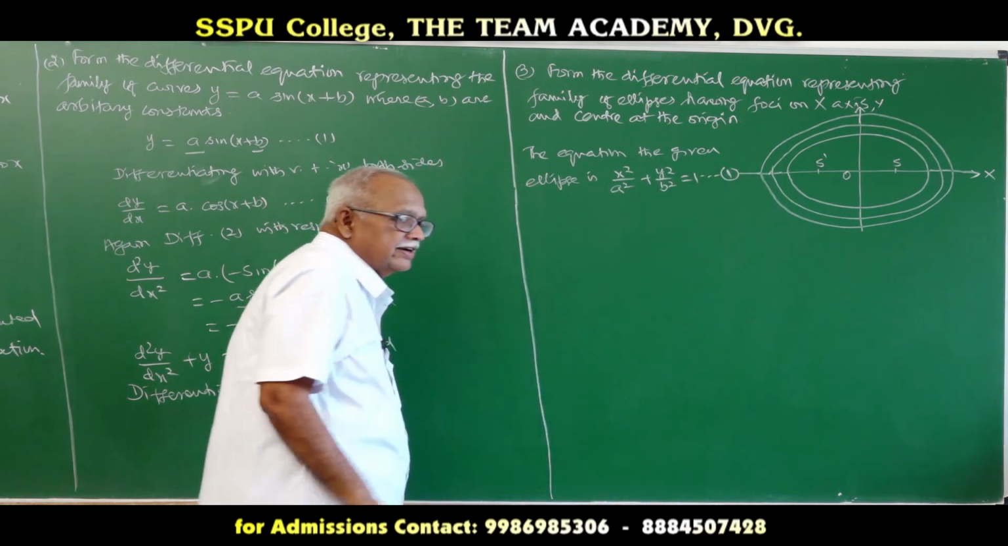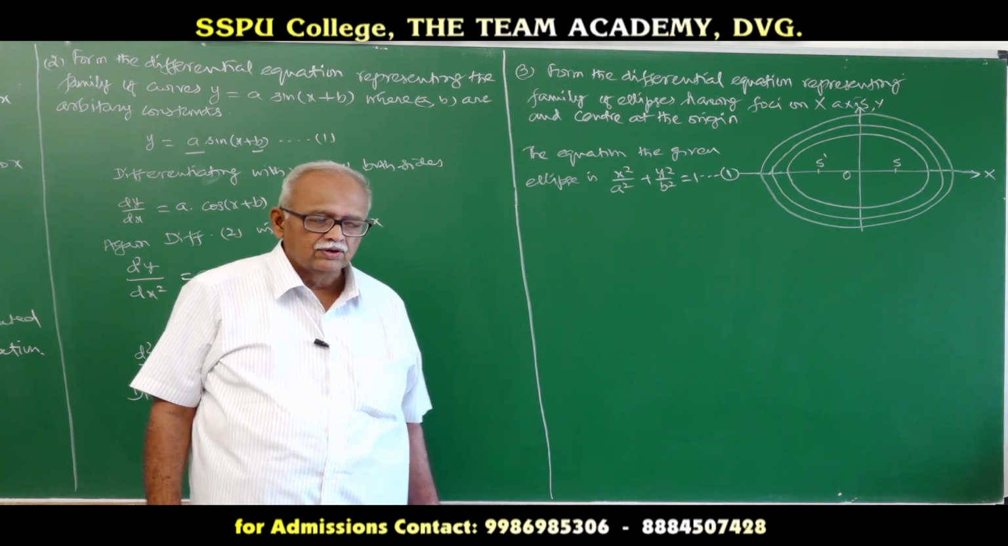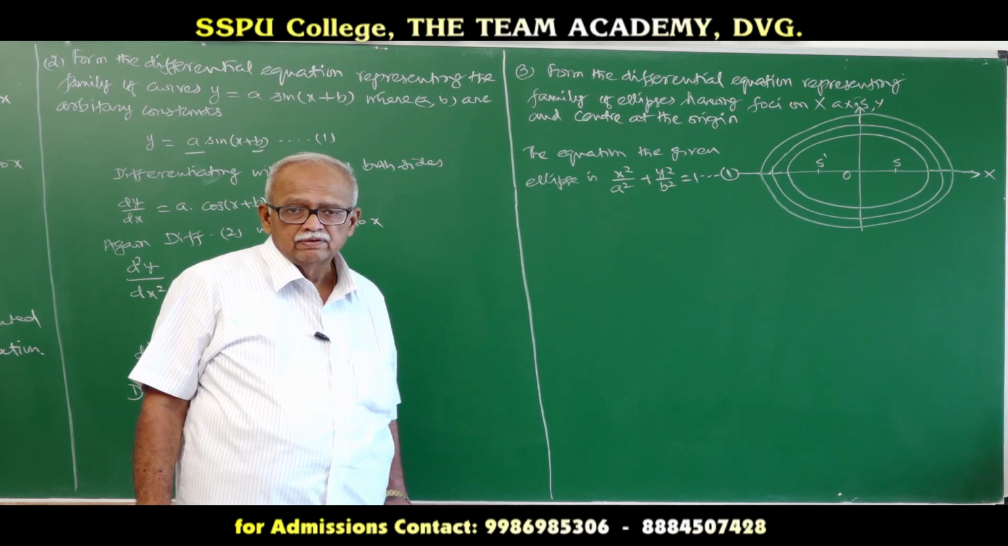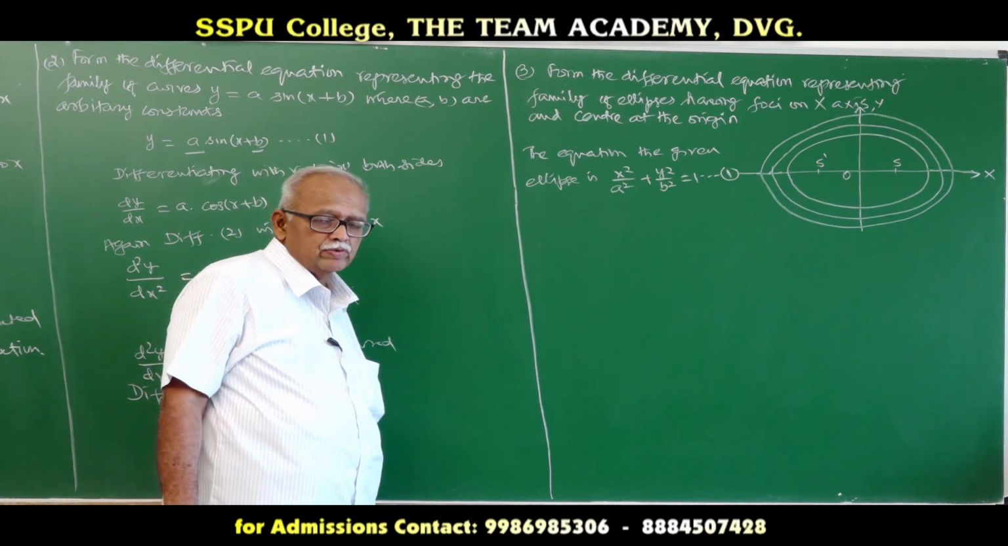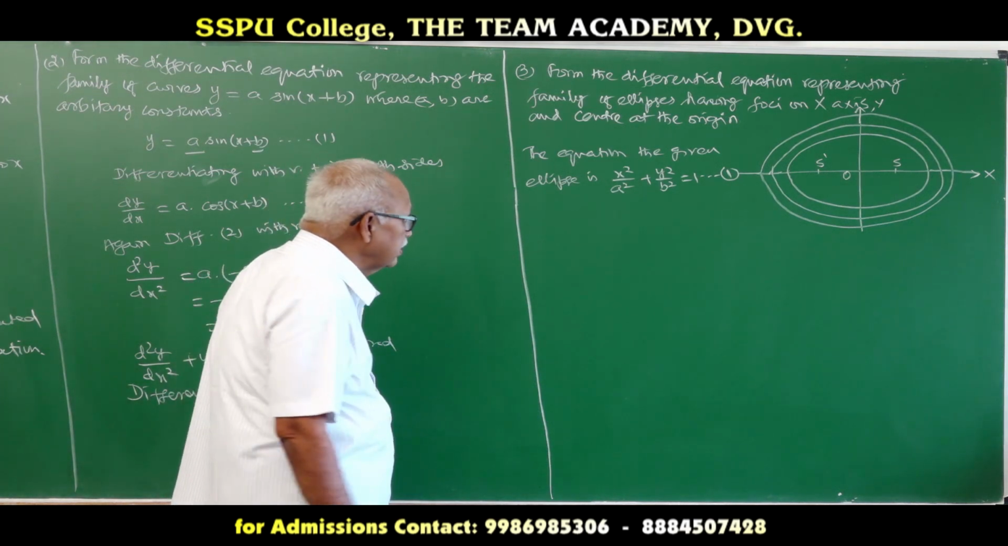So, you can see here two constants a and b are there in this equation. If you have three constants, we have to eliminate three constants. We have to go for third order derivative d cube y by dx cube, etc. Now, for our study only two constants are there.